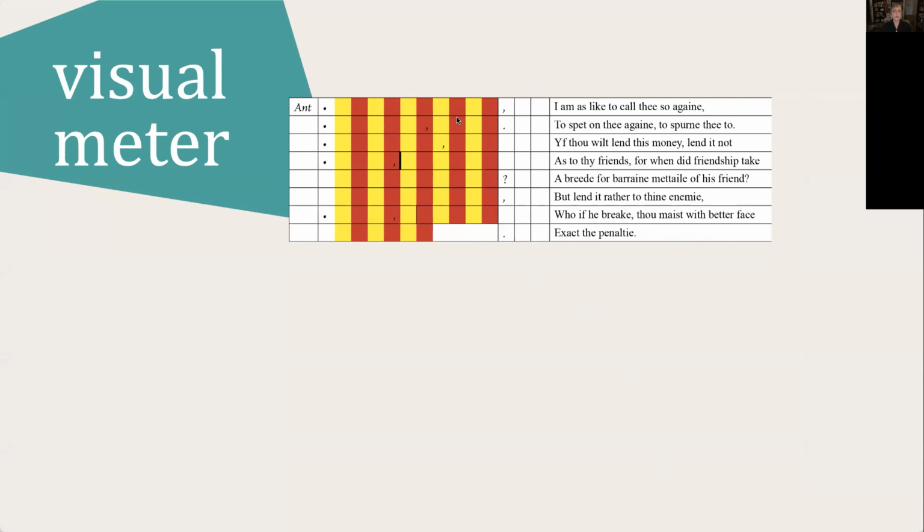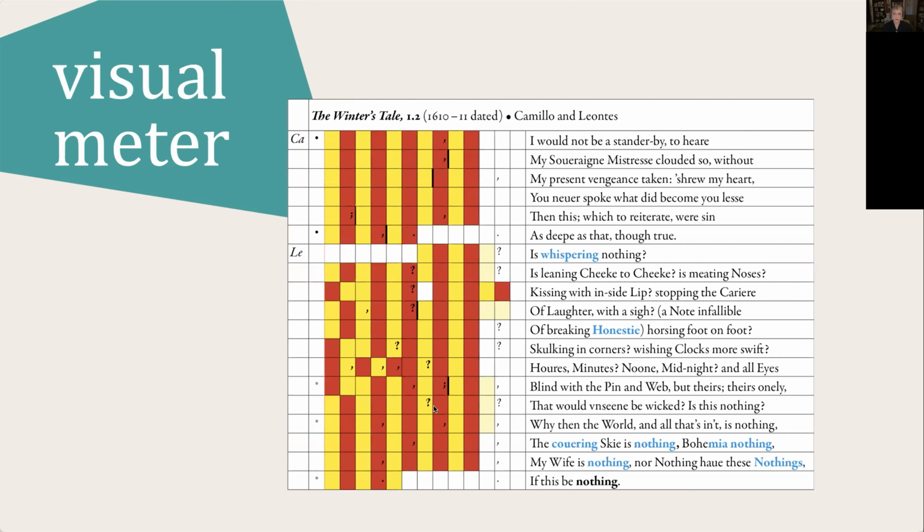The Winter's Tale, a late play. This first part is Camillo trying to calm the king down. And this is Leontes going insane. Look at all this punctuation in here, all these question marks, two long lines. So it gives me a confidence that when Shakespeare disrupts the meter, there is a reason for that.